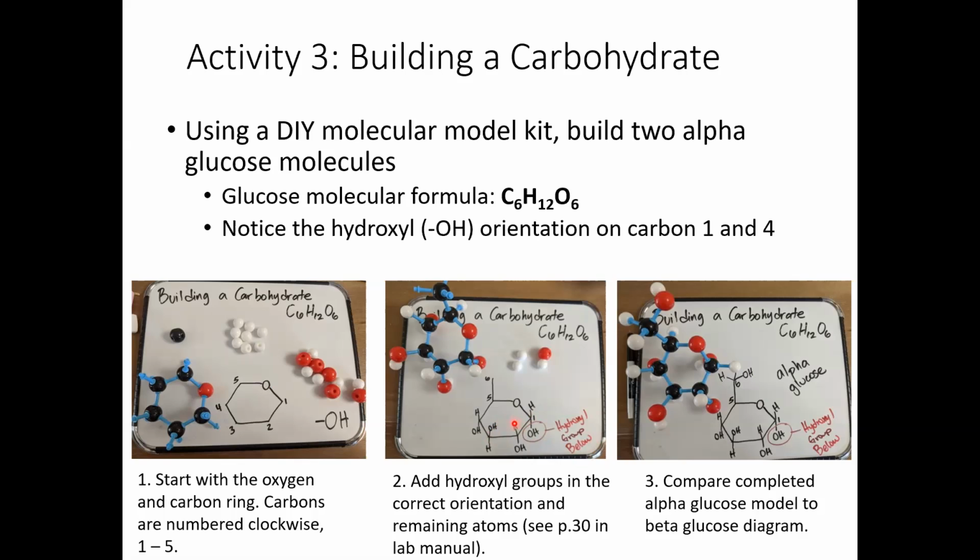So here we move on to our second carbon. We have hydrogen on the top, hydroxyl on the bottom. Third carbon, we have hydroxyl on the top, hydrogen on the bottom. And then you will just follow along and do that throughout.